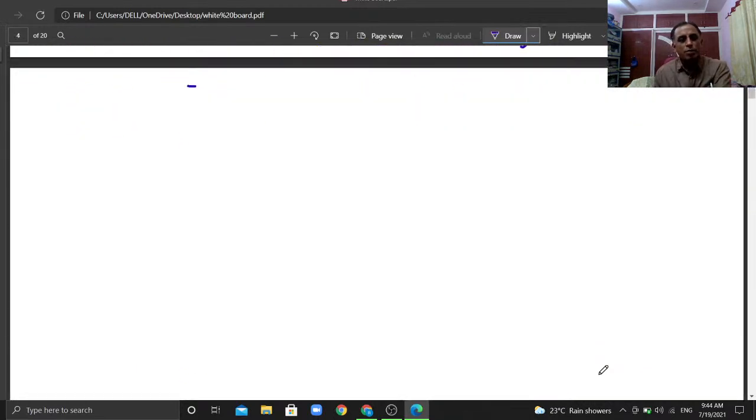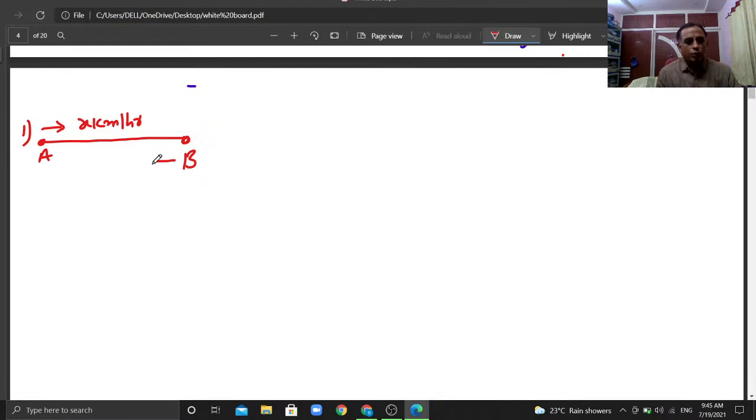Okay, but here please don't take the same formula. Different formulas are there. So for example, let it be A and B. A person travels from A to B at x kilometer per hour, and B to A at y kilometer per hour. Then what is his average speed?